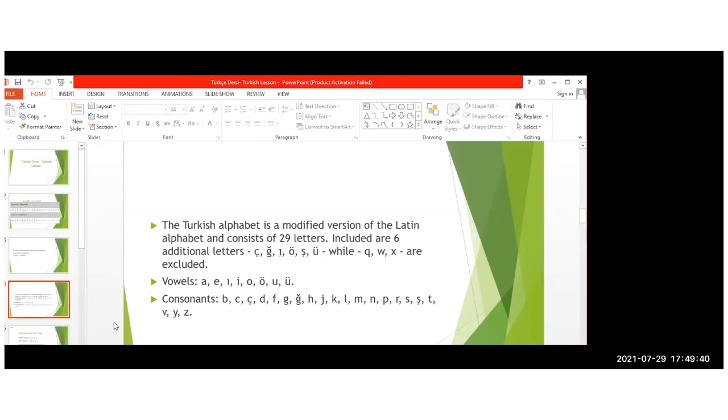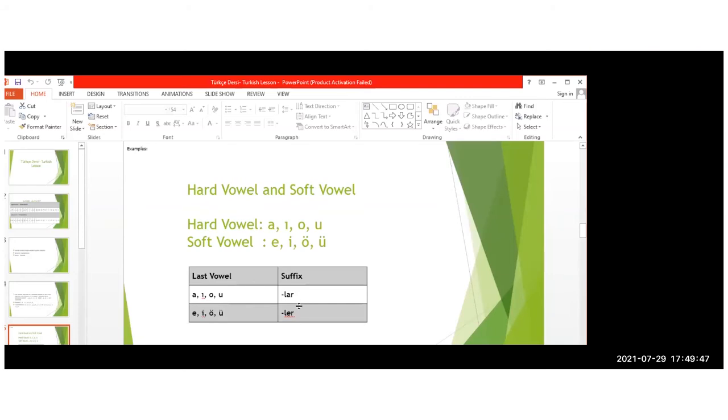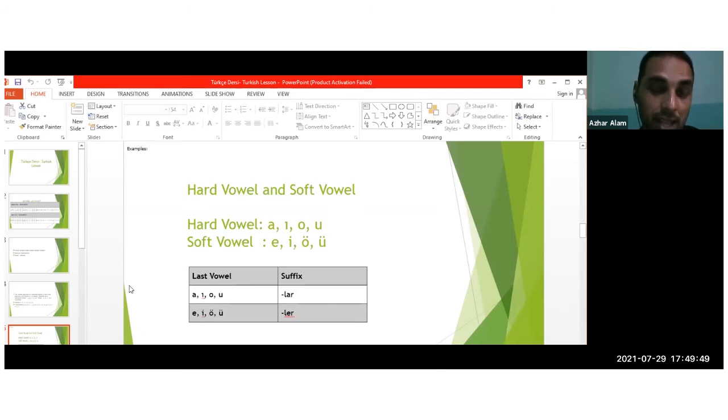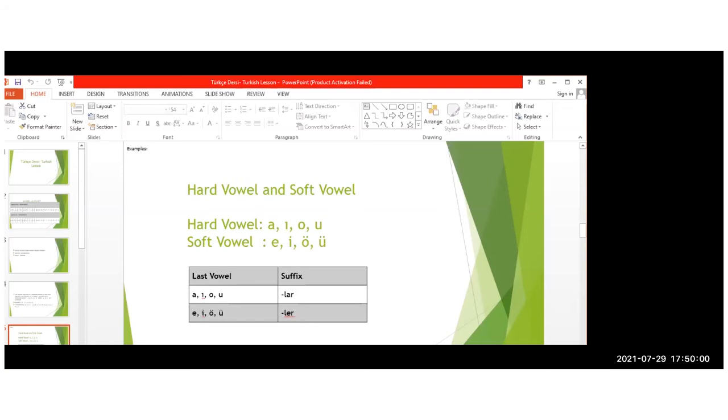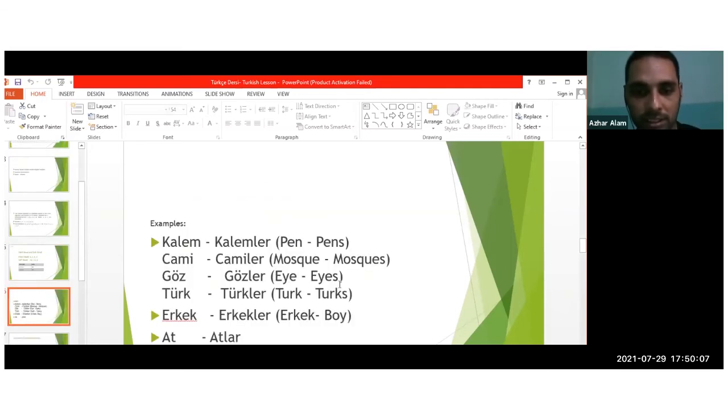So the rule is, for hard vowel we use lar suffix. For soft vowel we use ler suffix. Correct. Hard vowel, soft vowel. And what we call hard vowel in Turkish, we also know in a later class, because at the beginning it will be a little difficult for you. Okay. So you are good. You will learn easily. This is clear already.